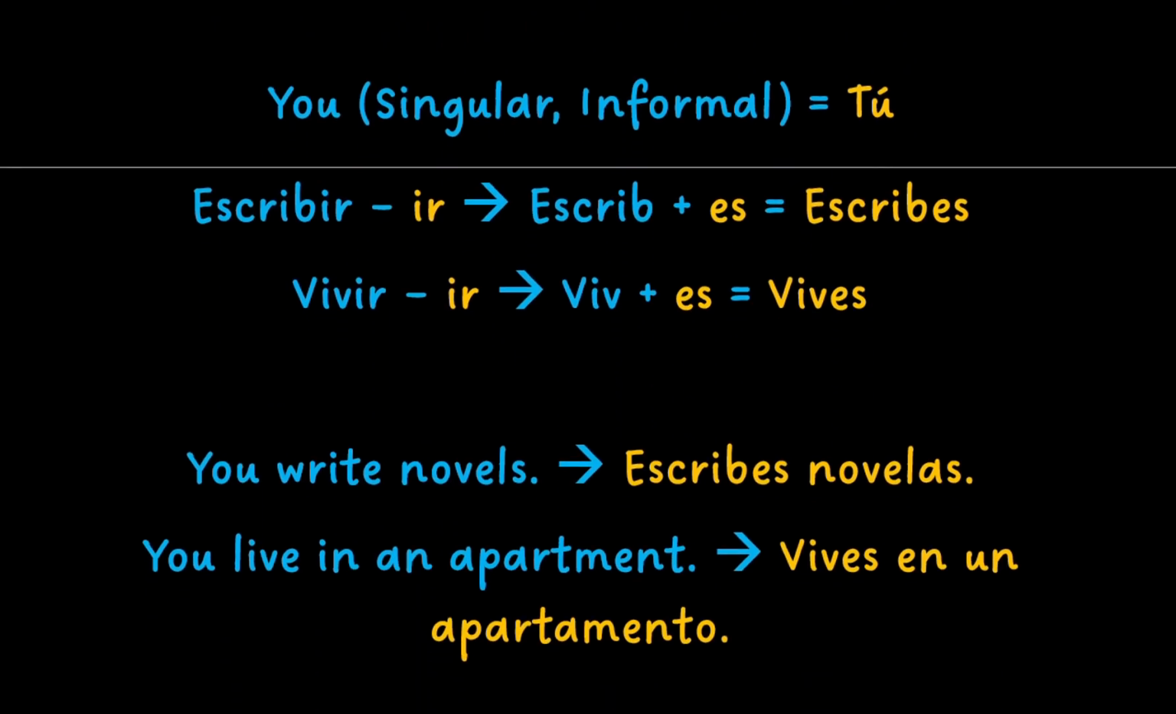You in Spanish when speaking to one person informally is tú, and to conjugate this, we drop IR and add ES. So to say you write, escribir becomes escribes, and to say you live, vivir becomes vives. You write novels is escribes novelas. You live in an apartment is vives en un apartamento.